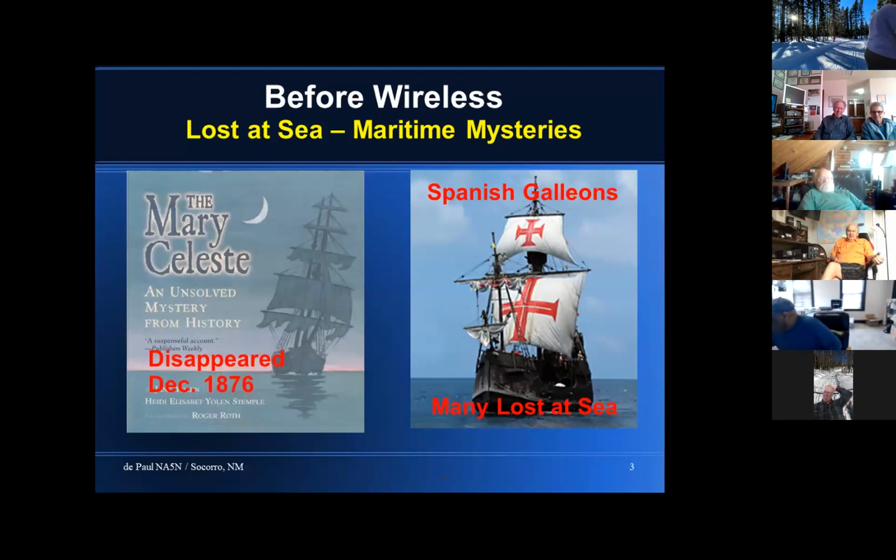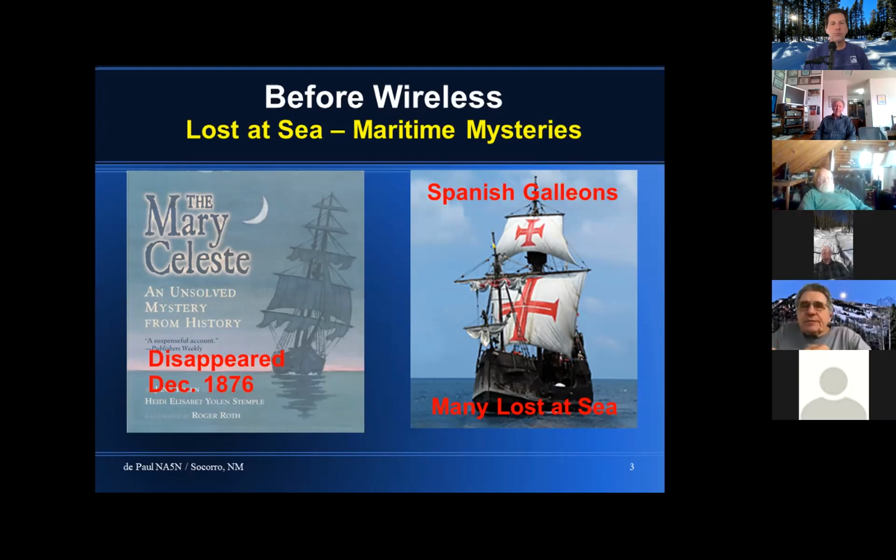Before wireless, any tragedy at sea pretty well went without notice, and probably the most significant one lost at sea is the Mary Celeste, who disappeared in 1876. Some of you may have heard about this. This is sometimes referred to as the ghost ship. The Mary Celeste departed New York City for Genoa, Italy, and it was lost.